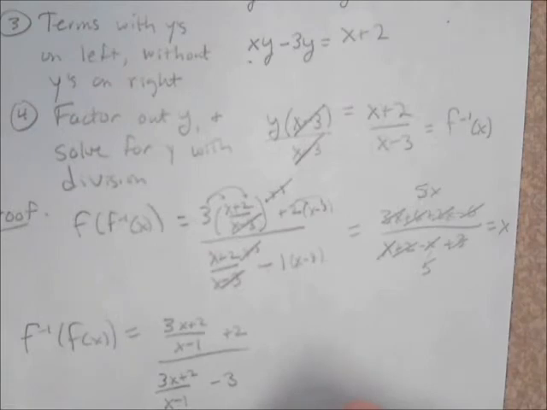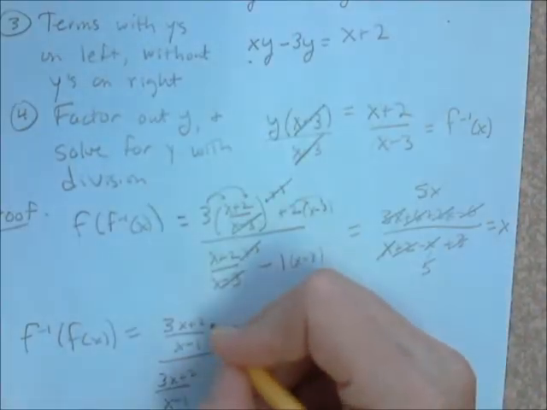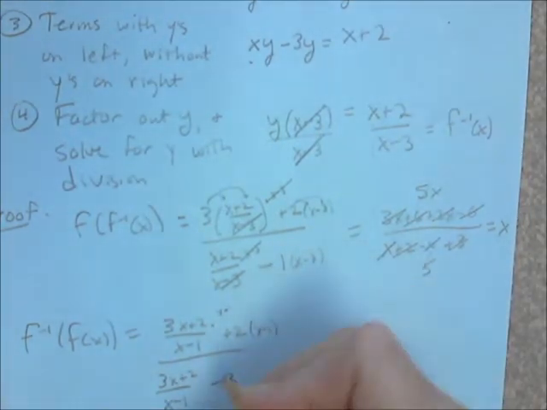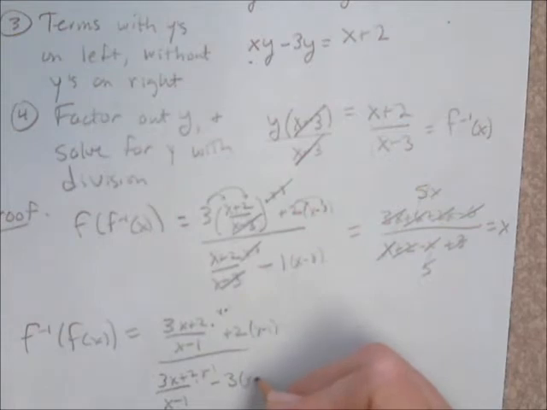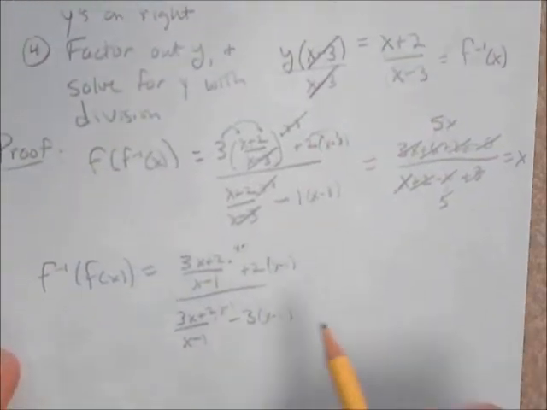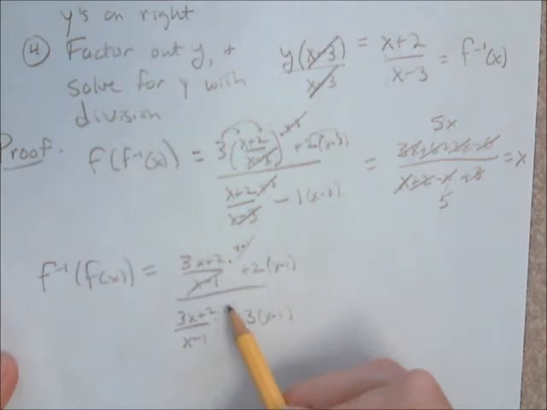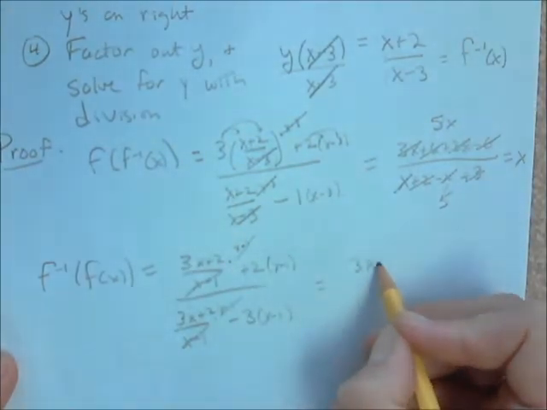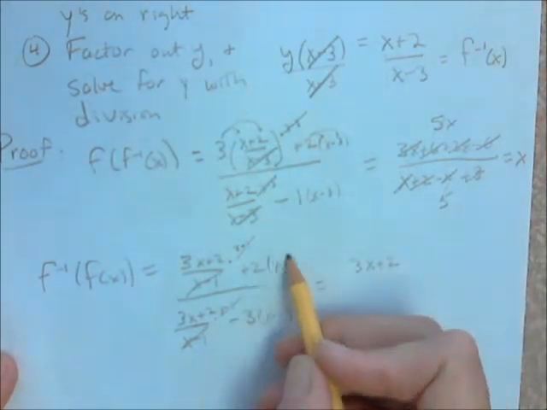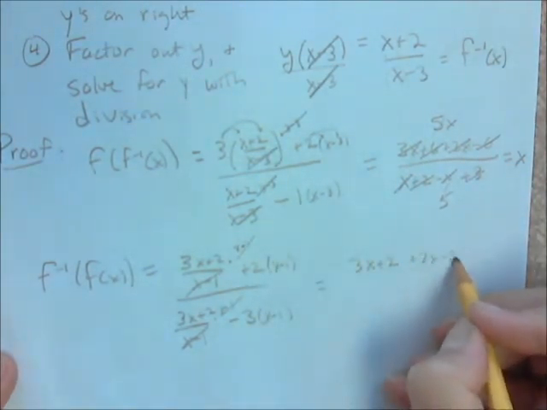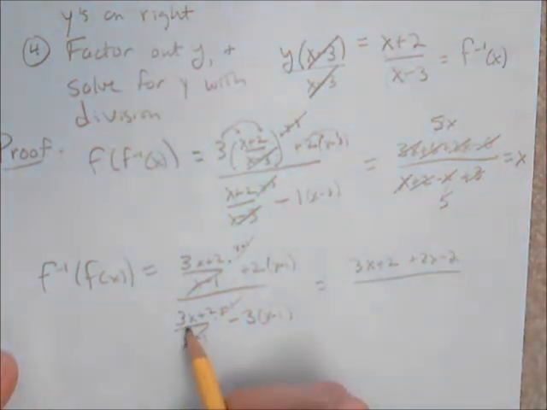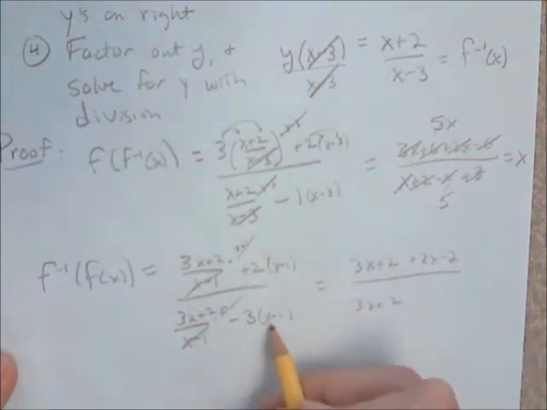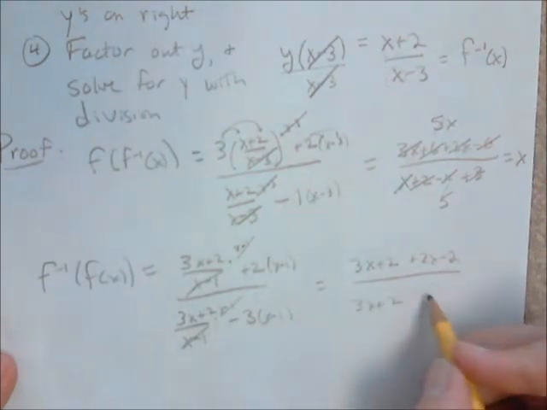And this LCD is x minus 1. So we're going to multiply all parts by x minus 1. X minus 1, x minus 1, x minus 1. And what that does is cancels out these denominators, cancels out those denominators, and we're left with 3x plus 2 plus, distributing the 2, 2x minus 2. And on the bottom, we're left with 3x plus 2. And this negative 3 distributes and becomes negative 3x plus 3.